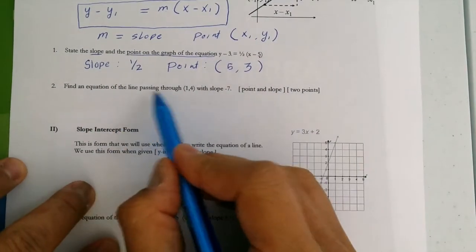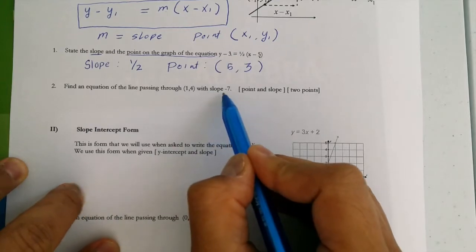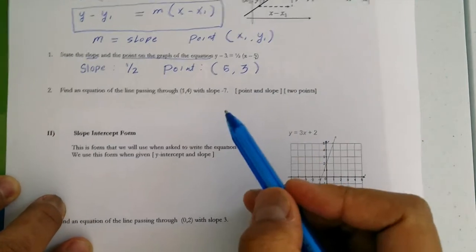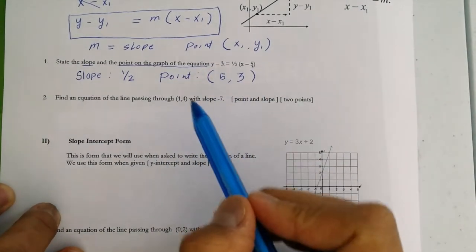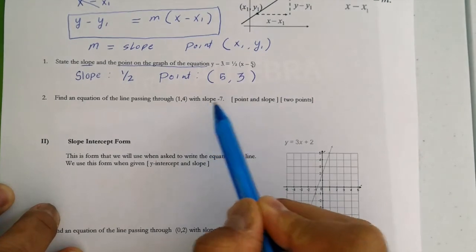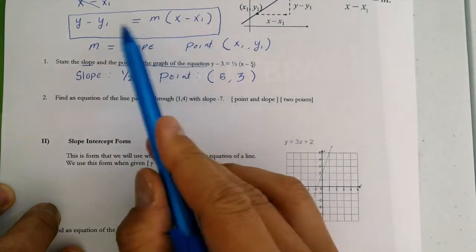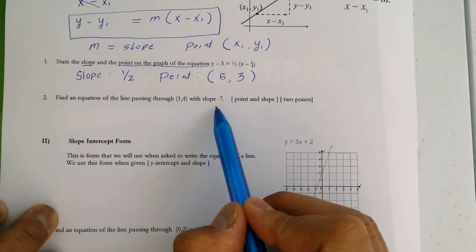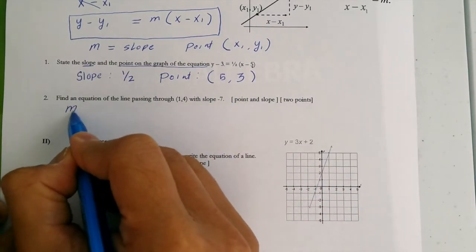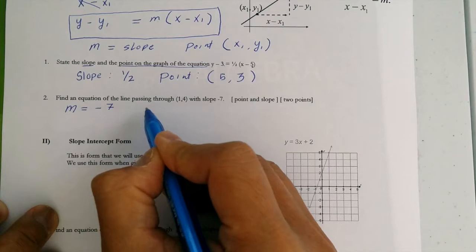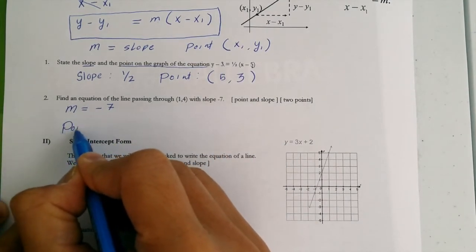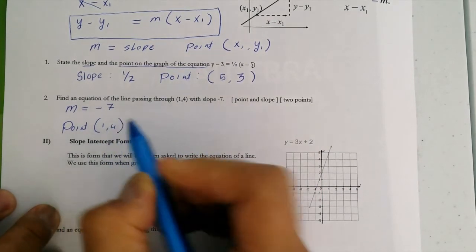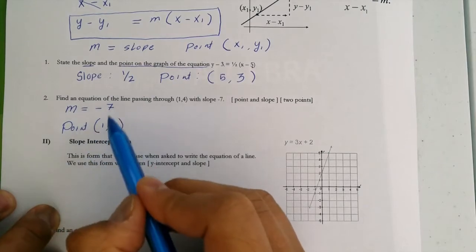Find an equation of the line passing through (1, 4) with a slope of -7. As I mentioned at the beginning of the lesson, the whole purpose of this lesson is to take some information from a line and then write the equation to describe that line. Based on the given information, we have a slope of -7. And we also have a point which the line passes through. So we know what the slope is and we know what the point is.